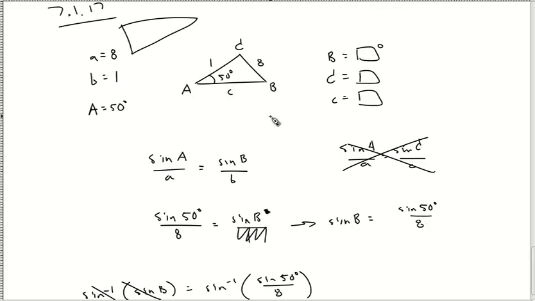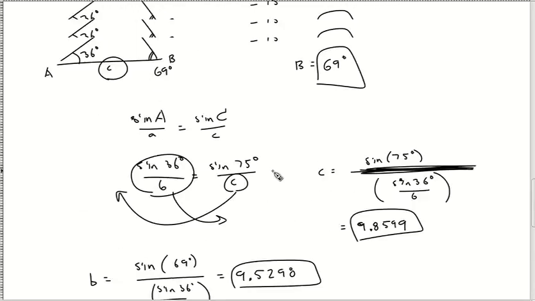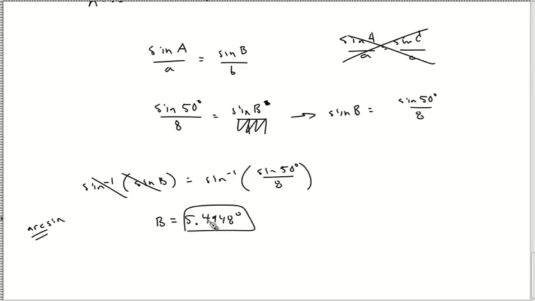How do I find little c? Because we don't have it. Which of these formulas should I be using, the top or the bottom? The bottom. I'm using the 180 rule. Very good. And so I'm going to say 180 minus this 5.4948 minus the 50 that I already had for A. And all of this should be my C.